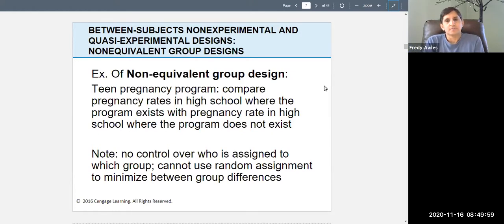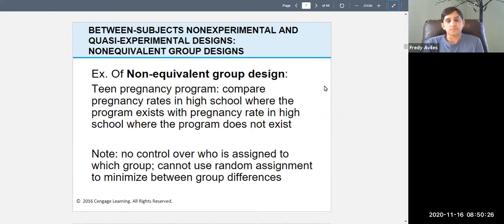And you compare the rate of teen pregnancy in one school versus another. And you'll probably find that in the school where they don't educate students about teen pregnancy and provide information about contraception and stuff, a greater percentage of teenage girls get pregnant than in the other school. That's probably what you're going to find. Notice this is not really an experiment, but you're comparing groups, okay? It's a non-equivalent group design. You're comparing groups, but it's not a true experiment.